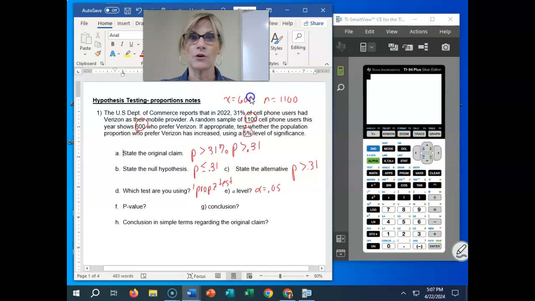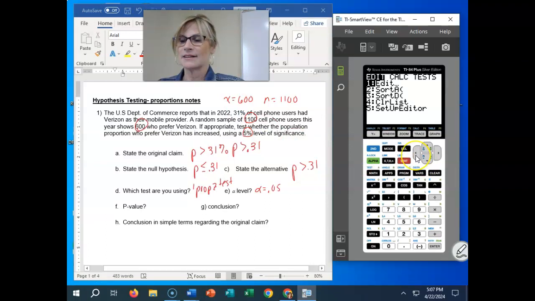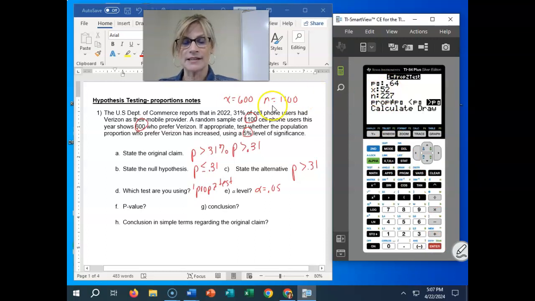Okay, now we're going to do the test. Get your calculator, and here we go. Stat, test, and you see there's all kinds of tests over here. One proportion z-test. P0, that's the proportion we're testing against. We're testing against 31%.